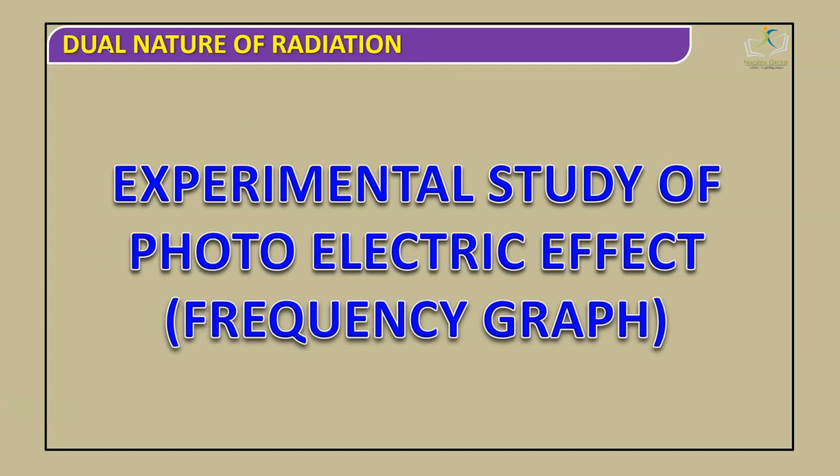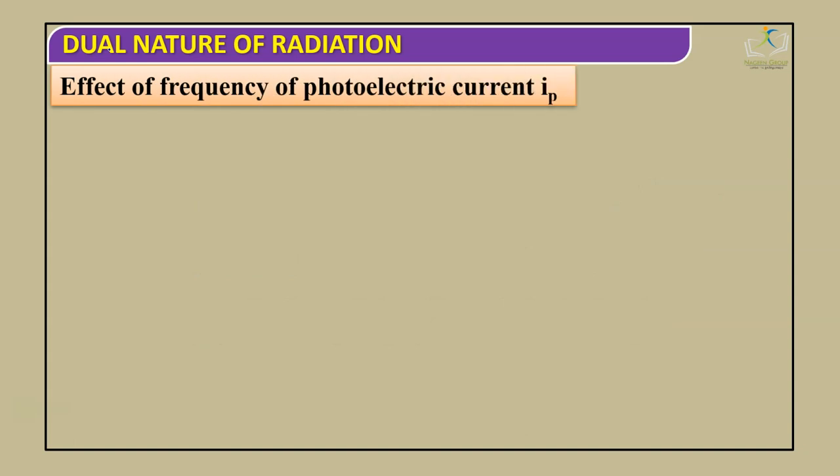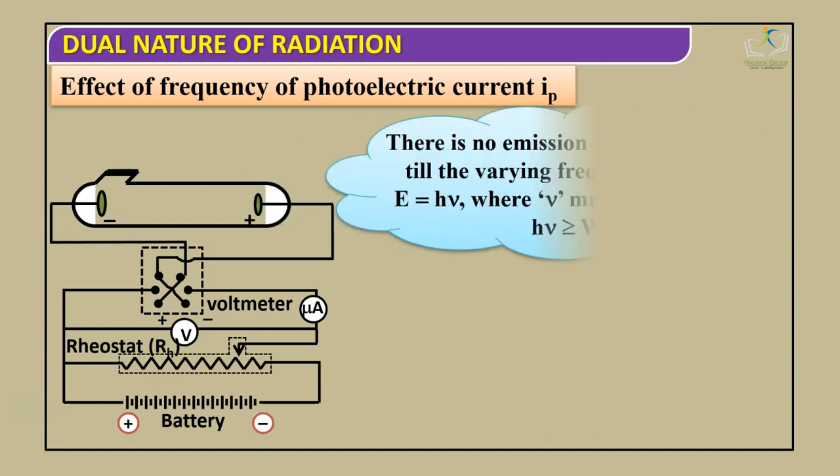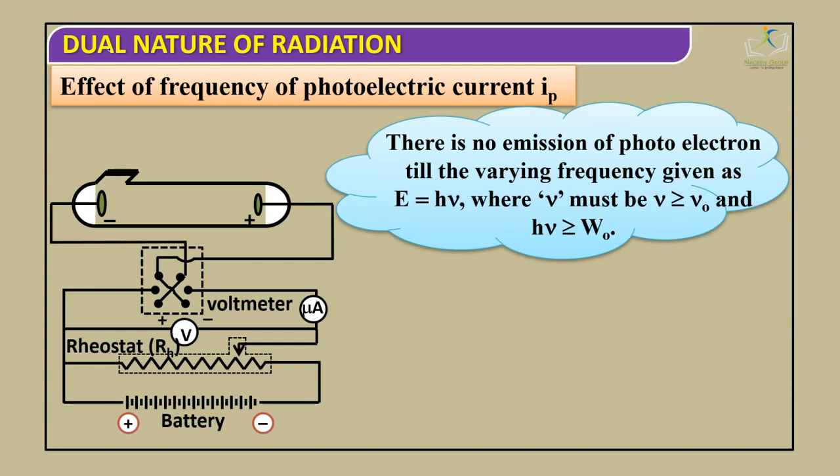Now, experimental study of photoelectric effect by frequency graphs. So, effect of frequency on photoelectric current IP: a suitable potential difference is applied between the plates with C at the positive potential. Incident light has constant intensity and frequency is varying. There is no emission of photoelectrons till the variation of frequency given as E equals h nu. So nu must be greater than nu naught and h nu is greater than work function.